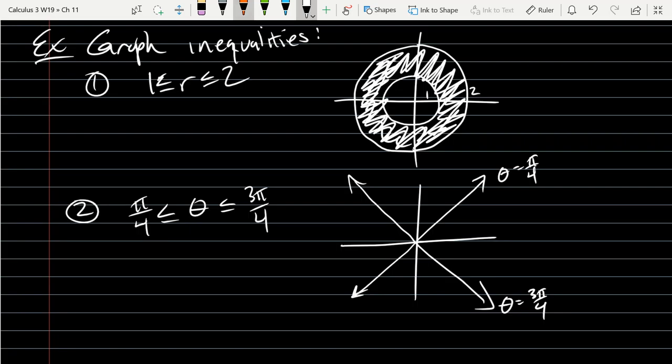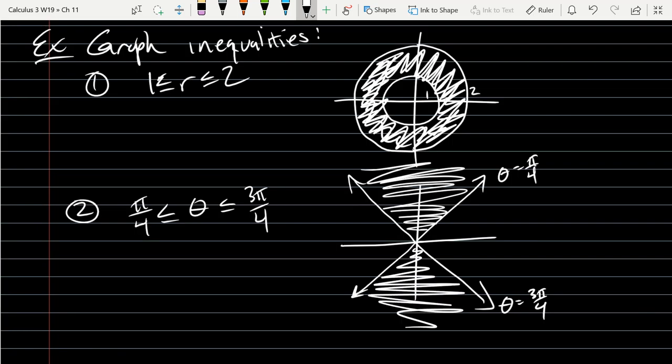Now I have to be careful. Why would it be wrong if I counted everything over here on the right side? Theta is supposed to be between pi over 4 and 3 pi over 4, so we're really counting on the positive side. So the correct side to shade is the top part right there, between those two. There is no restriction on r, so any point up here, if it had a negative radius, would be down in that bottom triangle as well. So we're also getting the negative part right there.